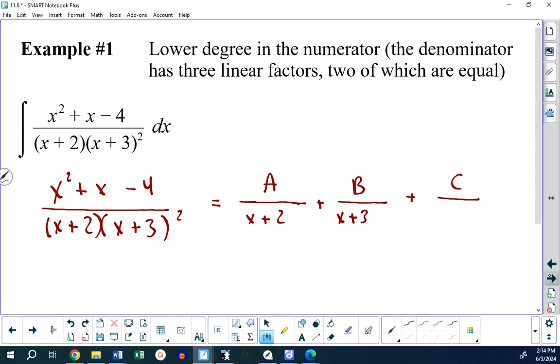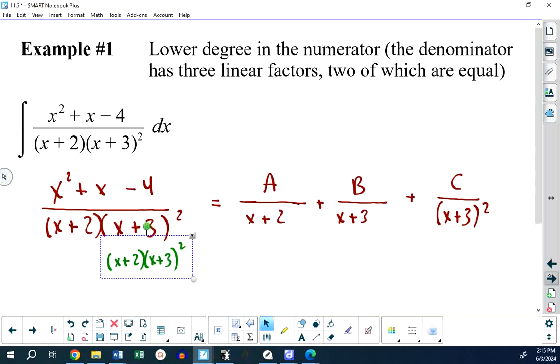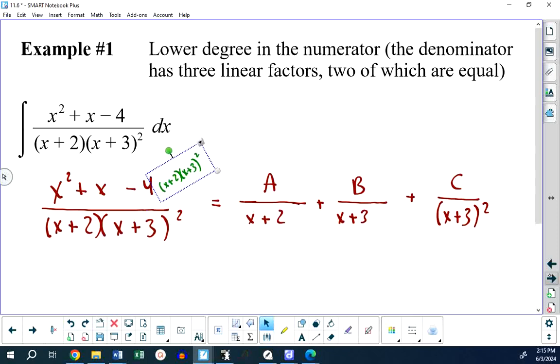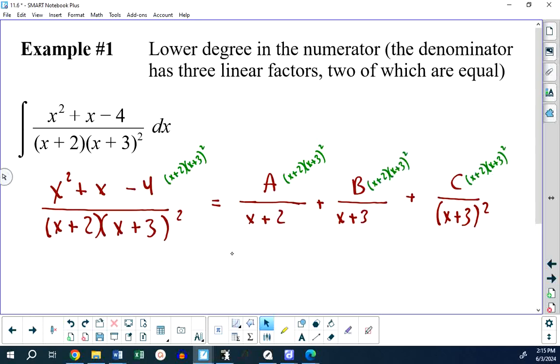Anybody remember what I told you the third one would be? Jay? X plus 3 quantity squared. That's right. And now we have to clear all of those denominators so that we can get an equation that will allow us to determine A, B, and C. And they're going to be cleared by multiplying. You can decide how you want to cram this in. I'm going to cram it in by doing this. And that's my way of telling you that I'm going to multiply each term on the left and the right by that common denominator.